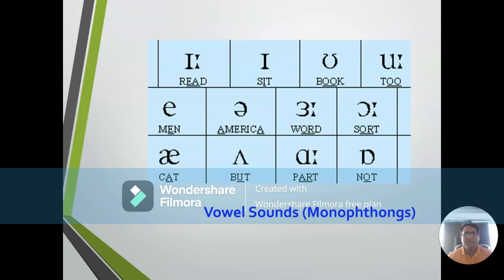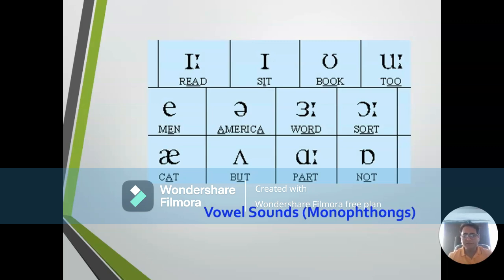As you can see, in English we have 12 monophthongs. When you compare these vowel sounds, these monophthongs, with other languages, you can comparatively analyze whether these sounds are there in your mother tongue or any other language you want to check, or whether they are absent.